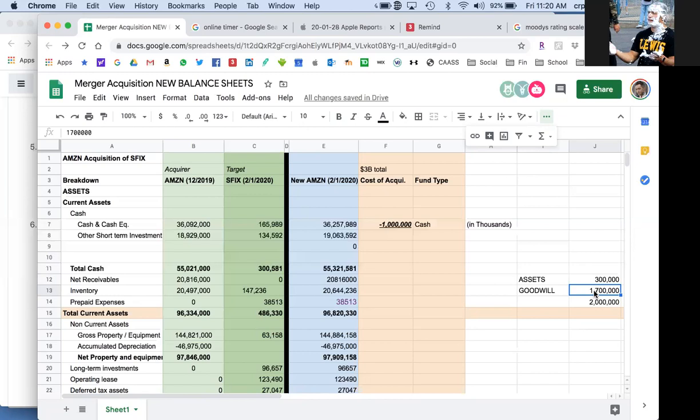I'm not sure. Can I take a guess? Can somebody take a guess? So it's tangible versus not tangible. Assets are tangible or intangible? Are assets tangible? What does tangible mean? What's tangible mean?